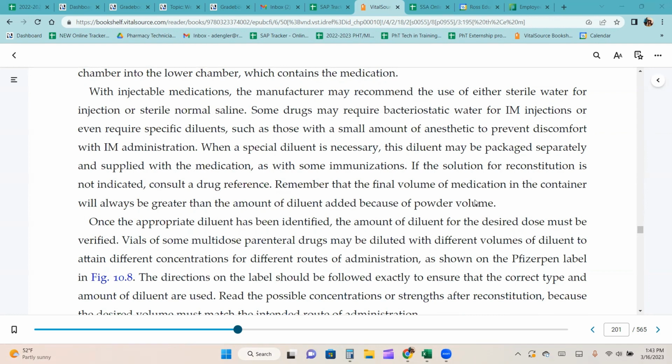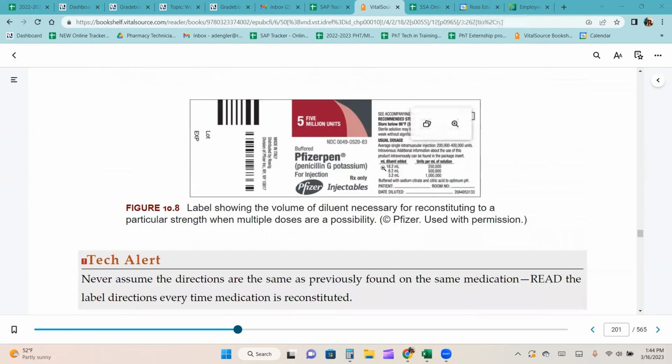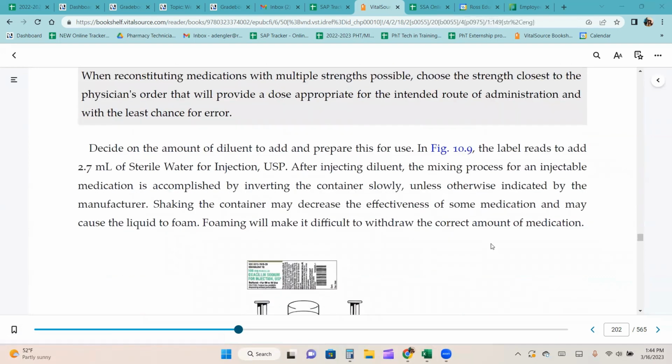Remember that the final volume of medication in the container will always be greater than the amount of diluent added because of powder volume. Once the appropriate diluent has been identified, the amount of diluent for the desired dose must be verified. Vials of some multi-dose parenteral drugs may be diluted with different volumes of diluent to attain different concentrations for different routes of administration. And we'll see that down here. So it has the milliliters of diluent to add right here, and that will be the strength. So decide on the amount of diluent to add and prepare this for use.